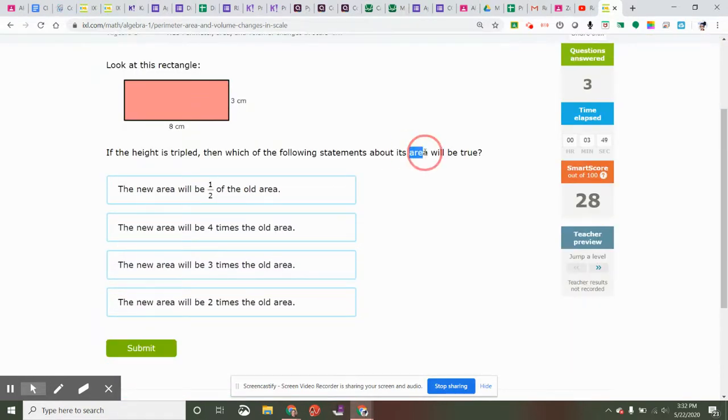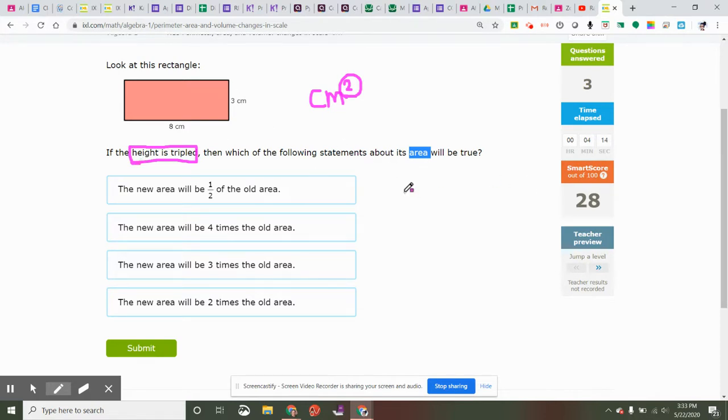Now we're talking about area. Area is measured in units to the second power, or units squared, in this case centimeters squared, which means that it's 2-dimensional, which means that I'm going to take the old area and multiply it by the scale factor twice. But there's a little bit of a problem here. Only the height is tripled, not both dimensions.